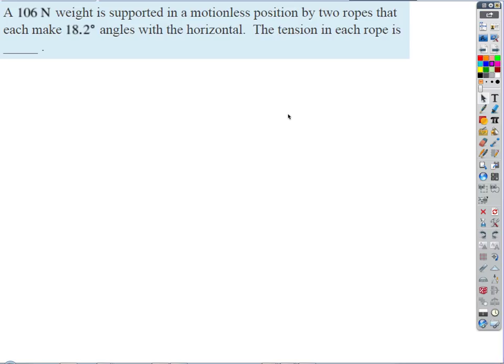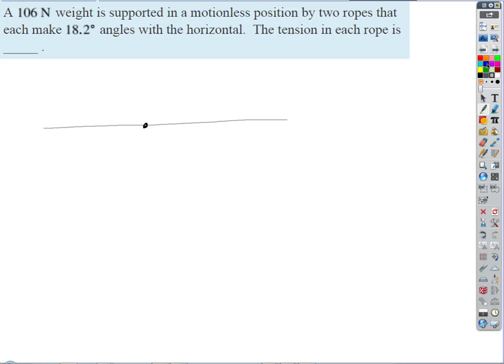Okay, a 106 Newton weight is supported in a motionless position by 2 ropes that each make an 18.2 degree angle with the horizontal. So what's the tension in the rope? What's our picture going to look like then? So if this is the object, here's the horizontal. In what direction are the tension vectors pulling? Kind of out to the side, because that's what's holding it up. The angle between the tension in the line and the horizontal is 18.2.